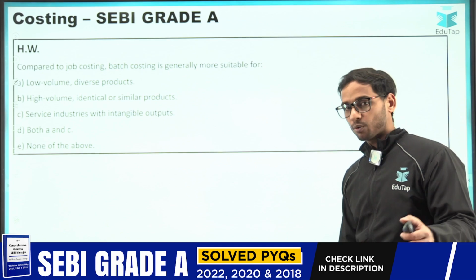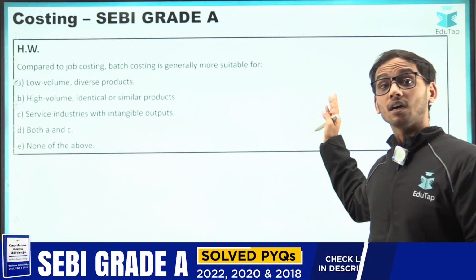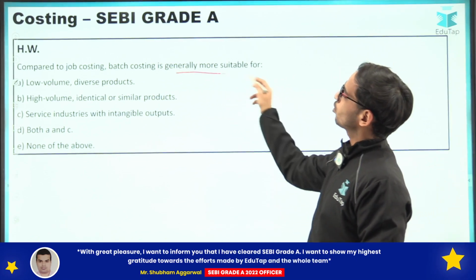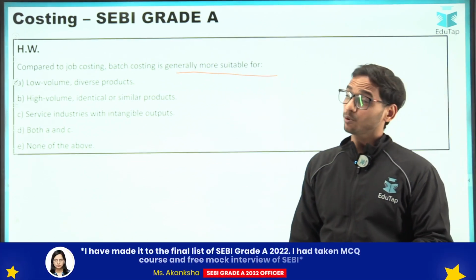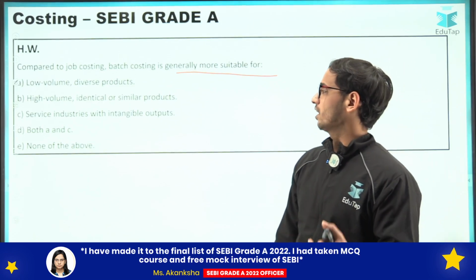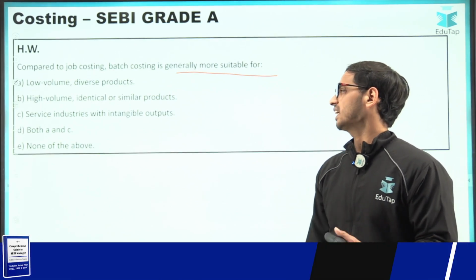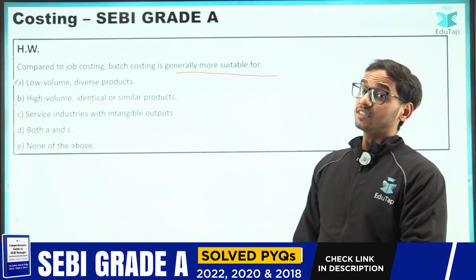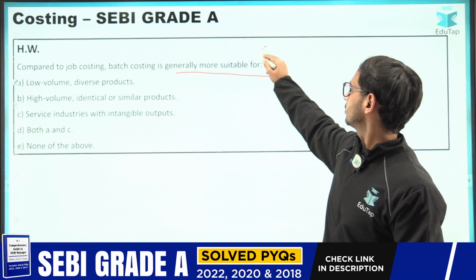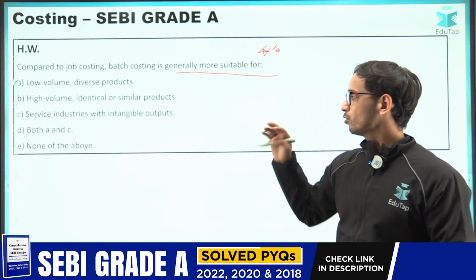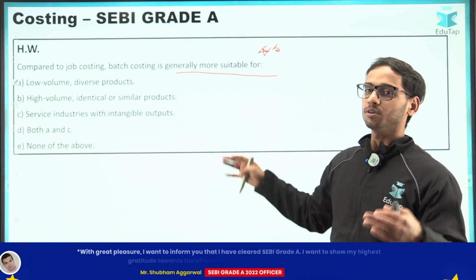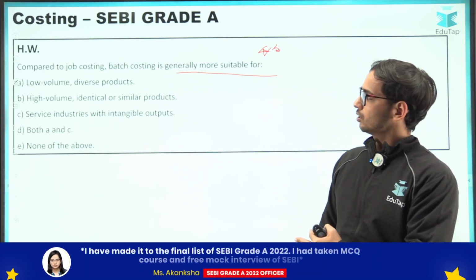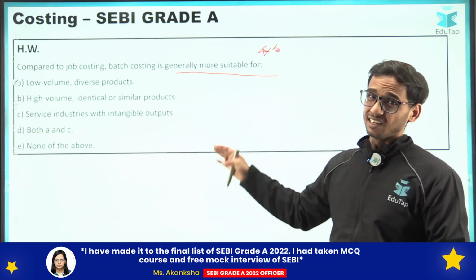Now let's talk about the homework question. You have to give me the answer of this question in the comment section. Compared to job costing, batch costing is generally more suitable for what? Low volume diverse products, high volume identical or similar products, service industries with intangible outputs, both A and C, none of the above. So let me know in the comment section what your answer is. This is a very important question. If you want to understand this question, try to do it with the help of the example I have given you, right? And you will be able to do this easily.